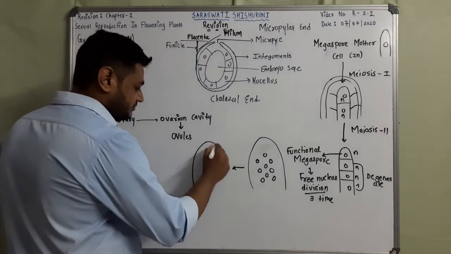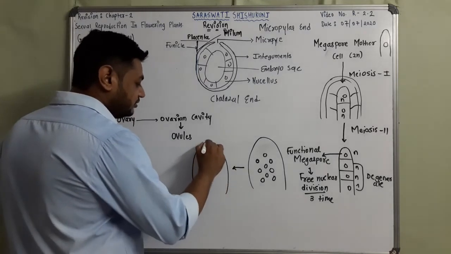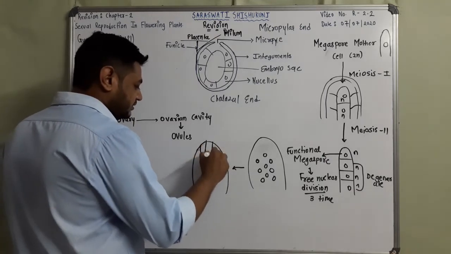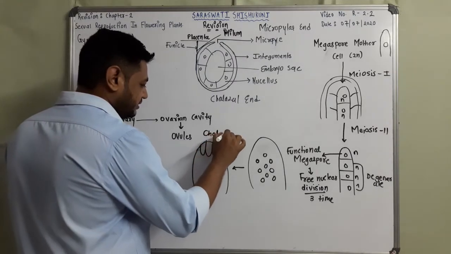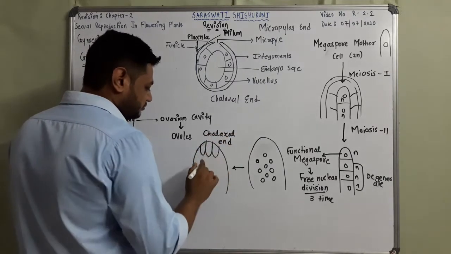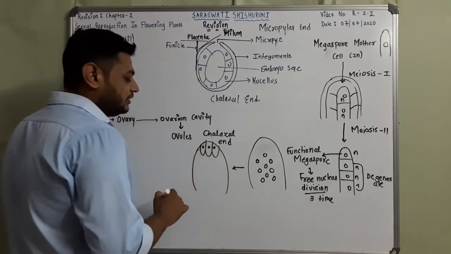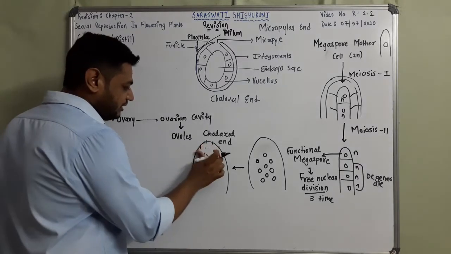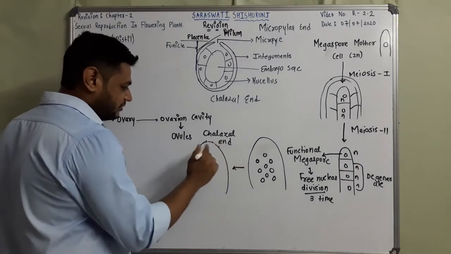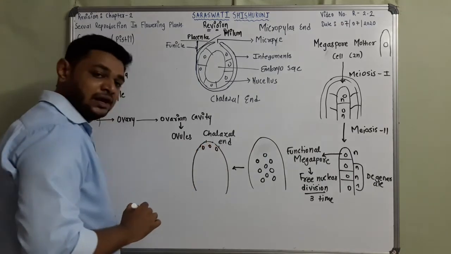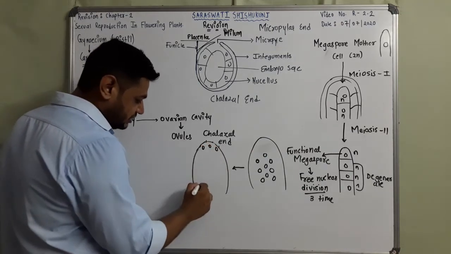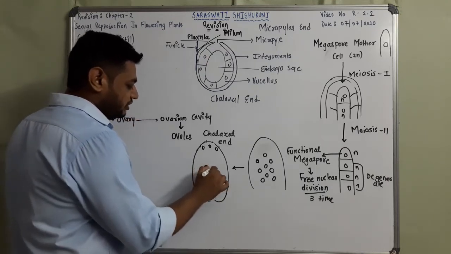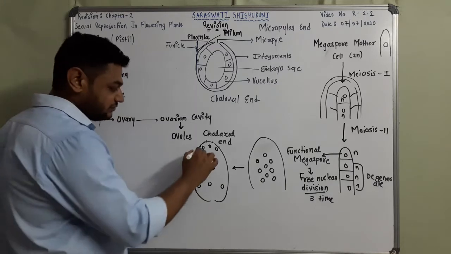So let's say this is an embryo sac. 3 nuclei get arranged towards the chalazal end. This is the chalazal end, right? So 3 nuclei get arranged there, and then it undergoes cell division. Let's first show only the arrangement and then I will explain the division. There are 3 nuclei here, 3 on the opposite side, that is towards the micropylar end, and 2 in the center. So the total number of nuclei becomes 8.